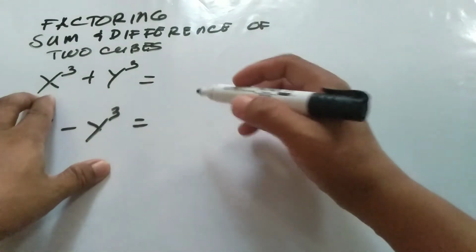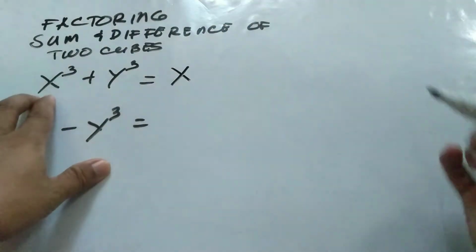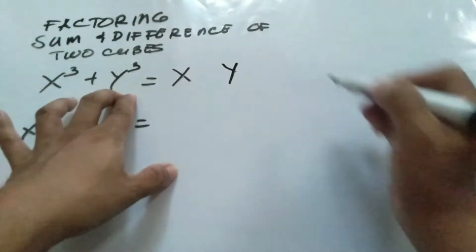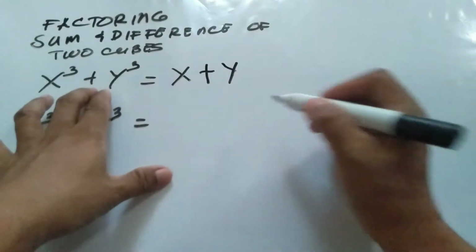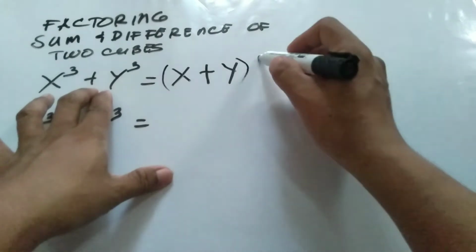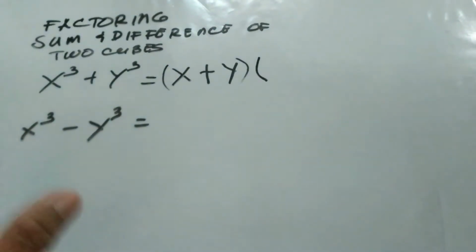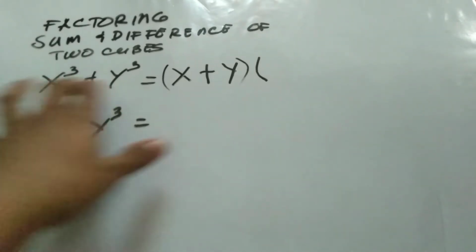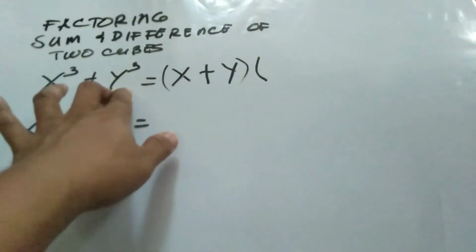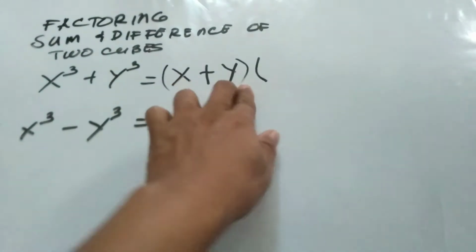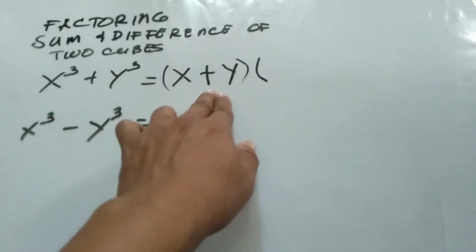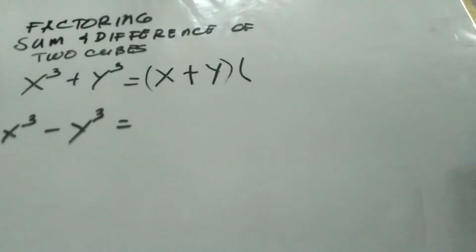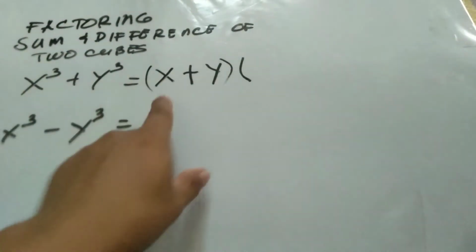Okay, cube root of x cube, we have x. Cube root ng y cube is y, plus, kasi plus po ito. And then, parenthesis, kukunin naman natin yung kanyang pangalawang factor. Ulitin ko. Cube root ng first term, x. Cube root ng second term, y. Copy the operation. Okay? Susunod naman dito, ang procedure natin is this.